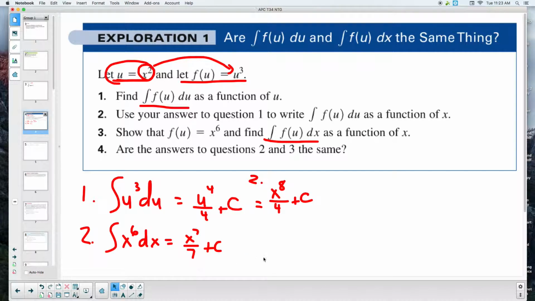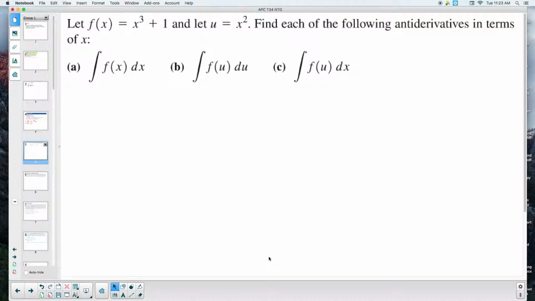Well, no, they're not. And what makes them different is this differential, this dx or this du. So depending on what we take the antiderivative of, it's going to change our answer. And we kind of use that as we do the chain rule. Pause, try these, unpause, get the answer.